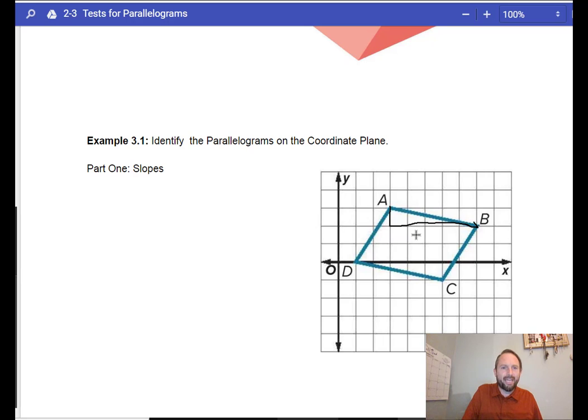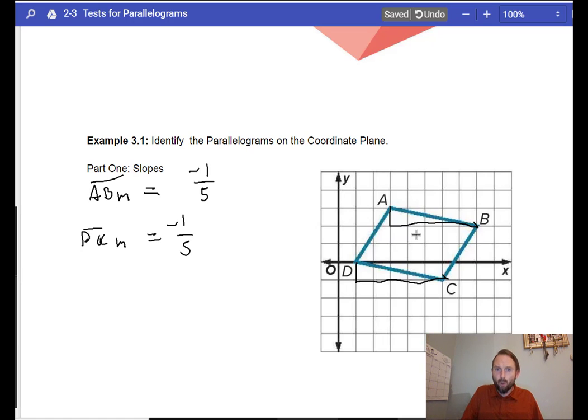So the slope of AB is equal to negative 1 over 5. Now that has to be equal to this one. D is down 1, over 1, 2, 3, 4, 5. Okay, cool. So the slope of DC is equal to down 1 over 5. Okay, so the slopes have the same value. That means they are parallel.